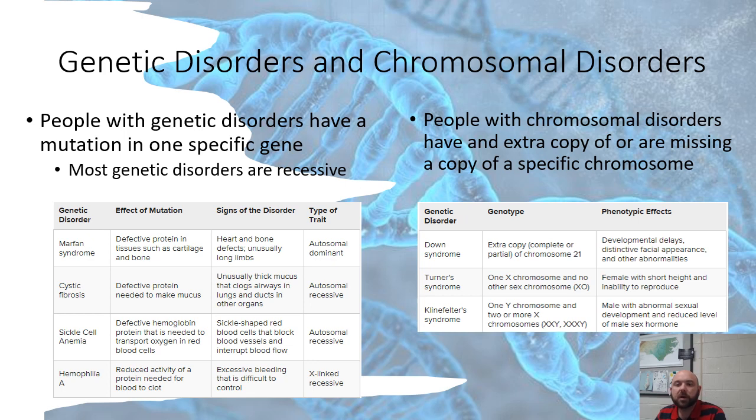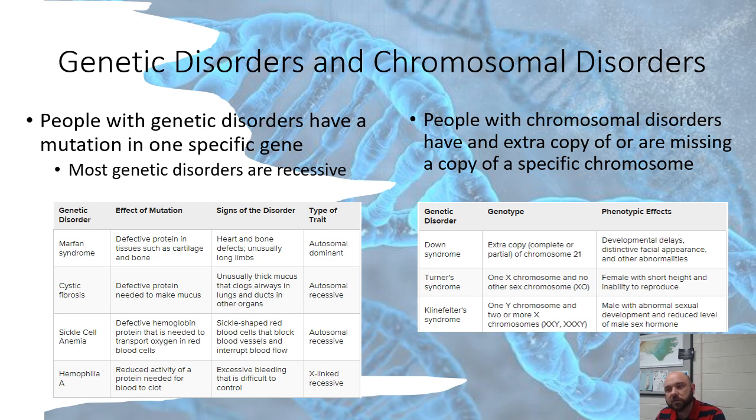And so we like to make the distinction. People with genetic disorders have a mutation in one specific gene. A lot of times that can be things like Marfan syndrome, cystic fibrosis, sickle cell. They're all listed here. It can also be things like just a gene that has the wrong couple of base pairs that lead to a much higher risk of breast cancer or a much higher risk of colon cancer. So all of those things can be considered genetic disorders.